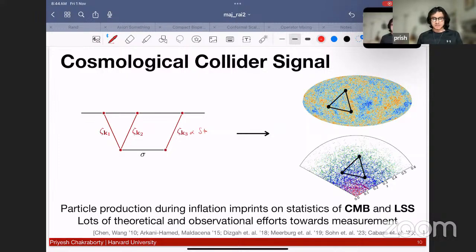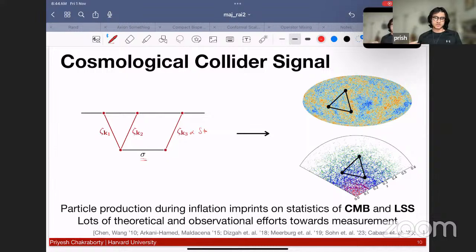But in principle, this inflaton or this gauge invariant mode zeta could be interacting during inflation. So this is a cartoon over here where specifically this zeta could have been coupled to some heavy degree of freedom, some spectator particle sigma, and this coupling will produce a specific kind of 3-point correlation function in both the CMB and LSS data.